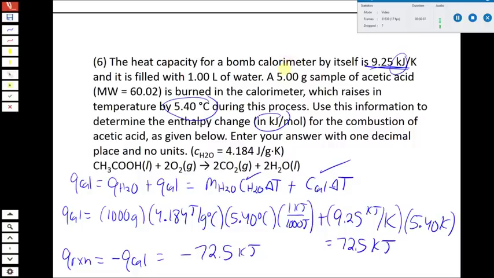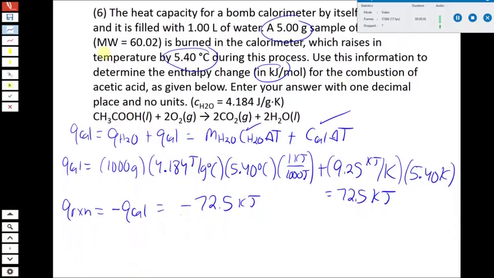But this is the amount of heat that is released, or the delta H, when we burn 5 grams of acetic acid. What we want is the amount of heat that's released when we burn 1 mole of acetic acid. We want it in kilojoules per mole. We want it to correspond to this chemical equation, which has 1 mole of acetic acid as a reactant.